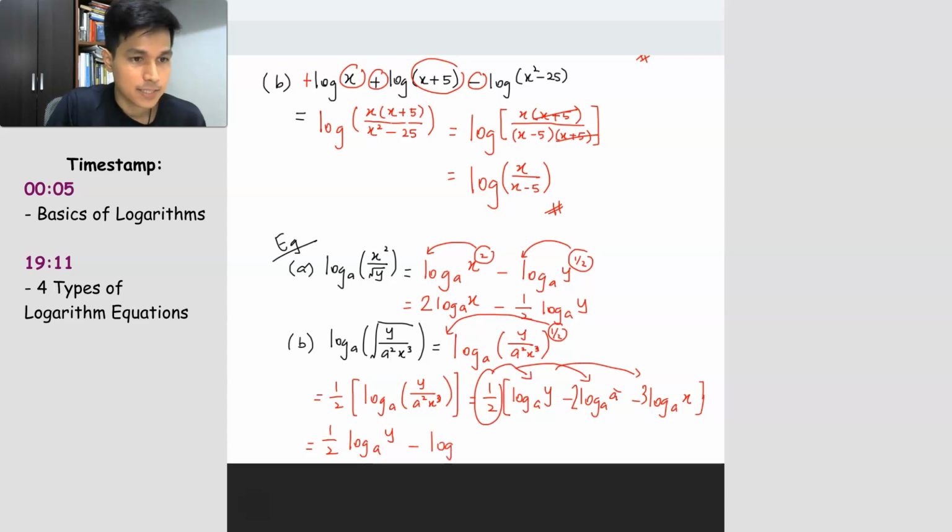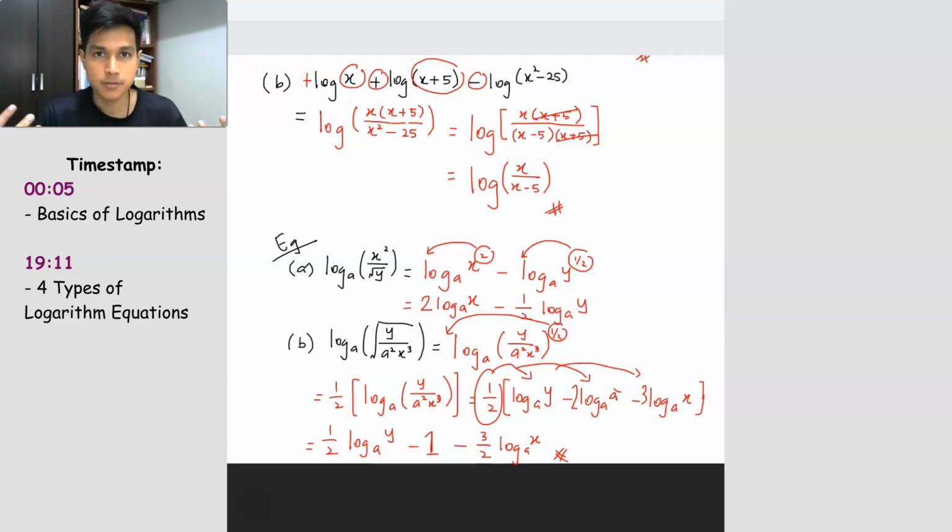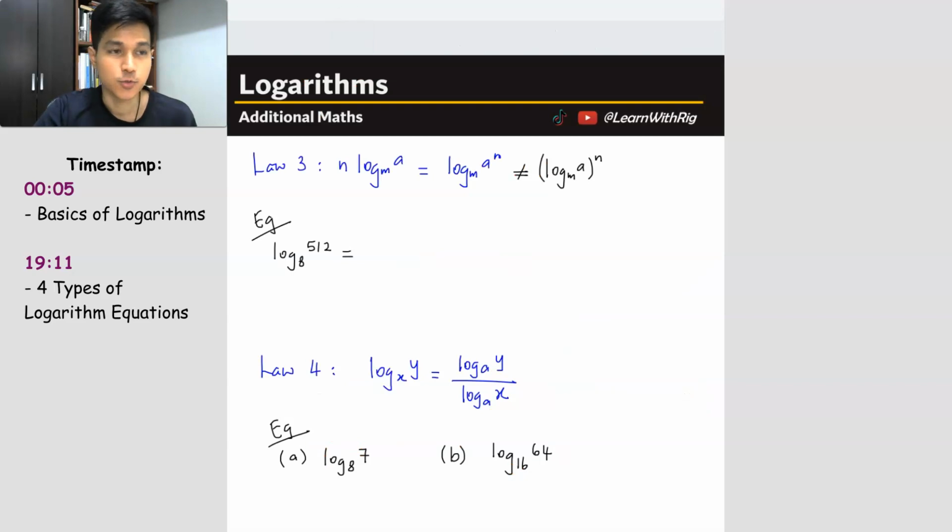So log a base a is what? Log a base a will be equal to 1 also, so you get minus 1, and then minus, 1 over 2 times 3, you get 3 over 2 log x base a. So you can leave your answer like this. Clear? This is you breaking everything apart. Clear? Now let us get into the third law.